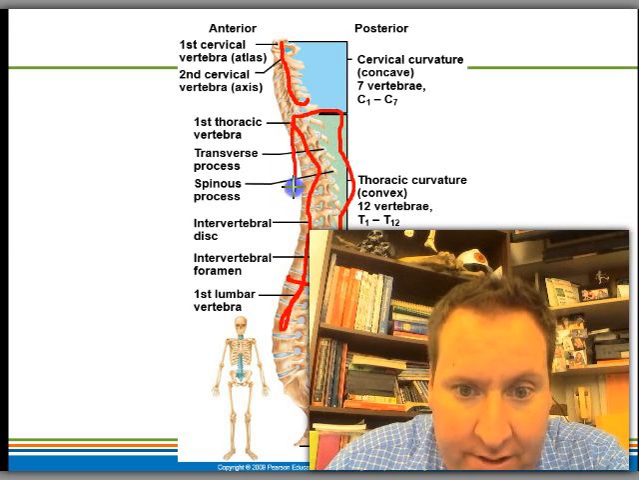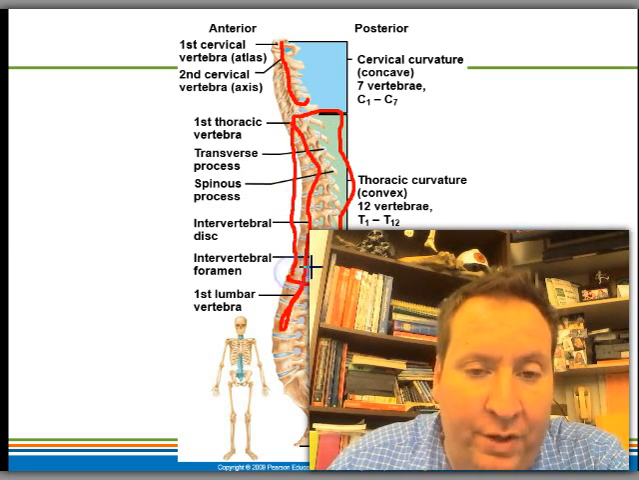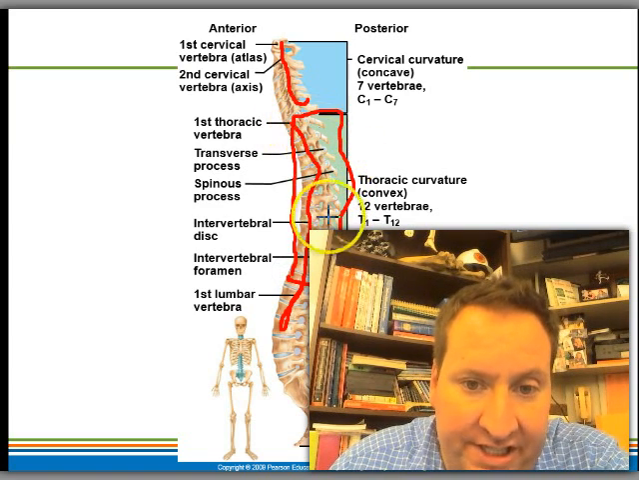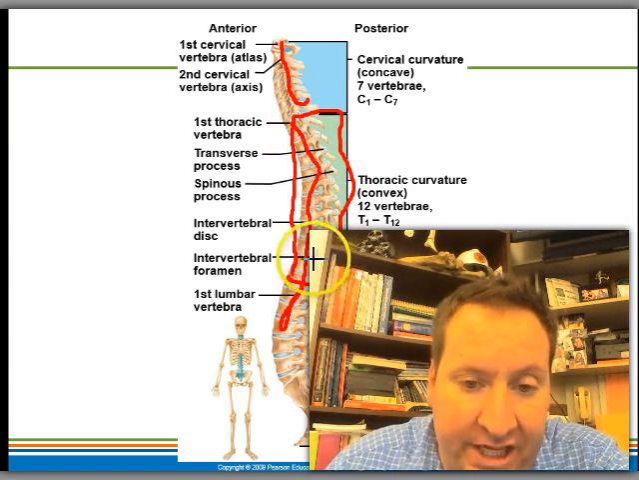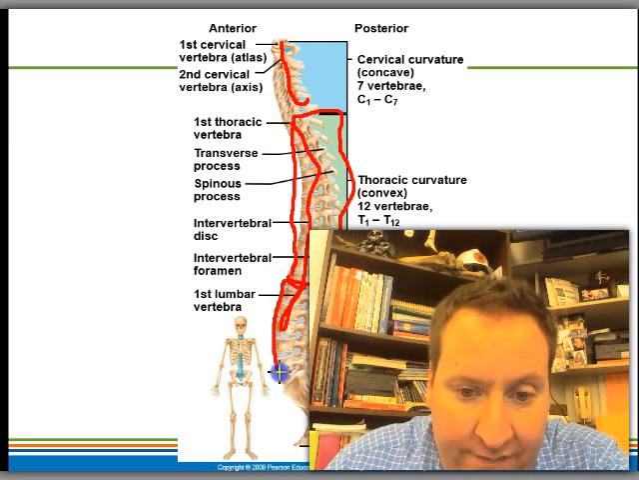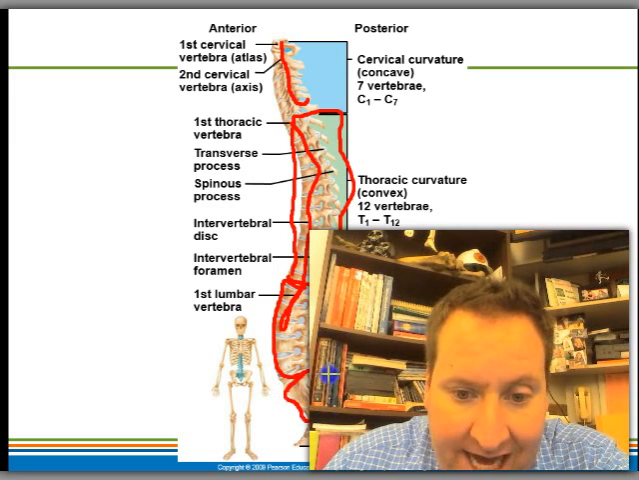Your thoracic vertebrae have ribs associated with them. So ribs number 1 through 12 are going to touch, or articulate with, these thoracic vertebrae. And then moving down, we have the L1 to L5, which are your lumbar vertebrae. And then we have your sacrum, and then we have your coccyx.